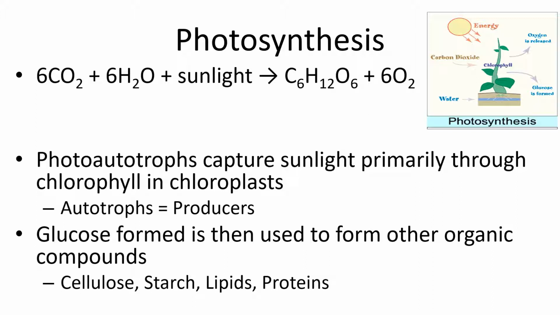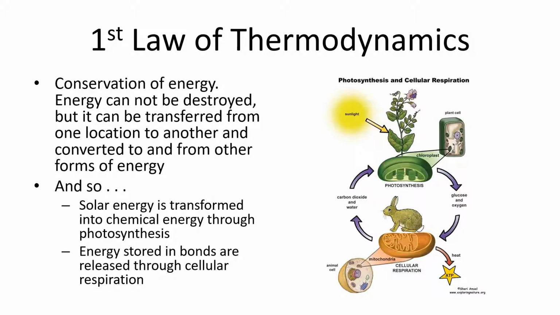And so this glucose can then make other compounds, so cellulose and starch, which are carbohydrates or polymers, lipids and proteins, so other types of macromolecules. But it all stems from this first conversion of energy from sunlight into glucose. Anyway, back to photosynthesis as a whole.